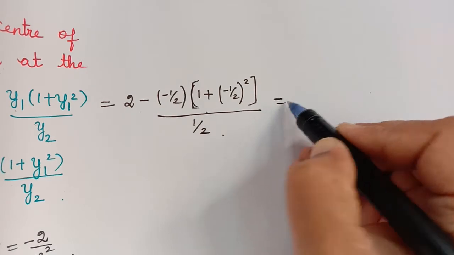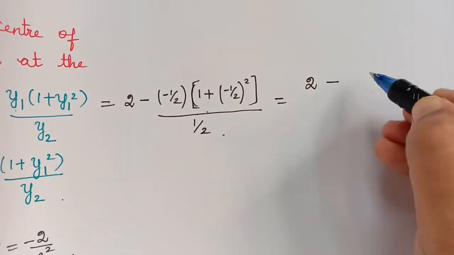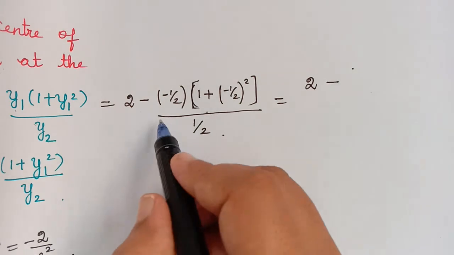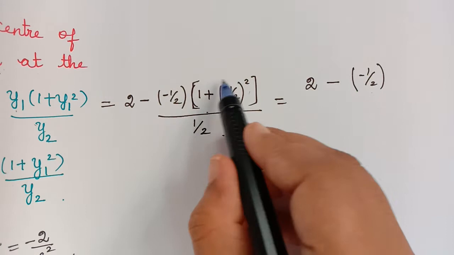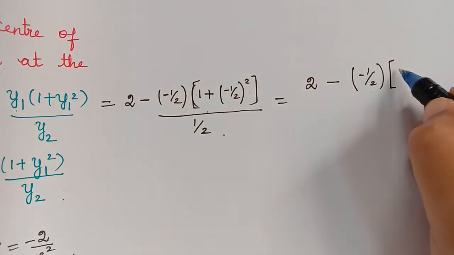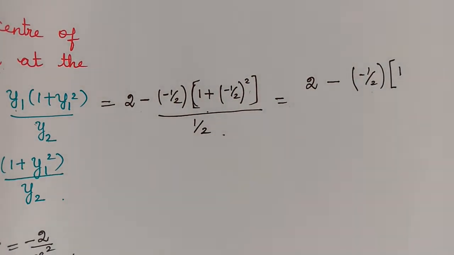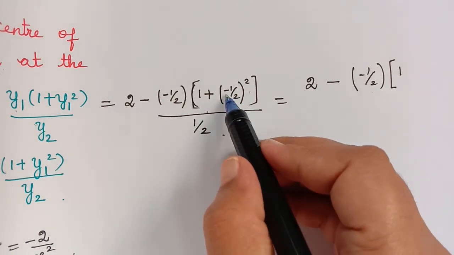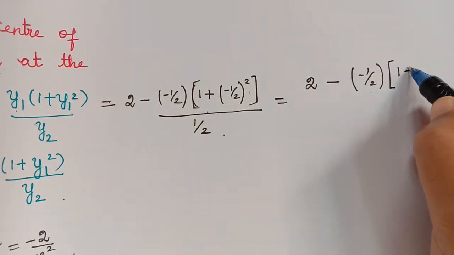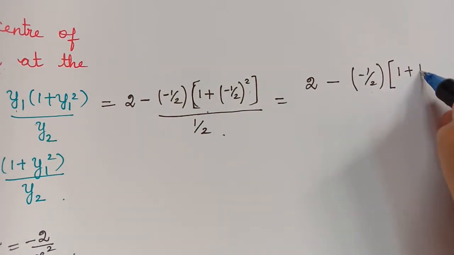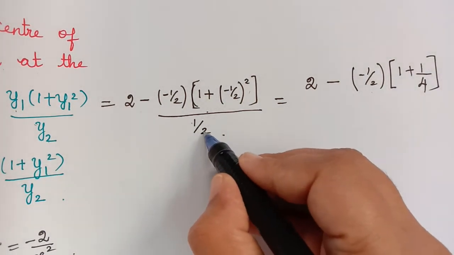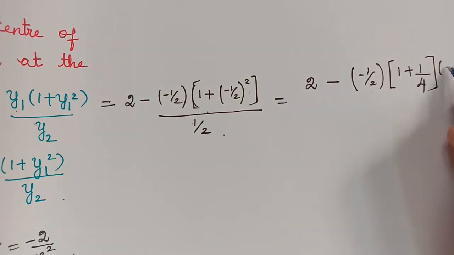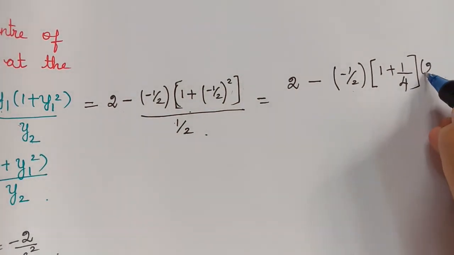So this will be equal to 2 minus, okay, then minus 1 by 2. Now we will simplify first whatever is there inside the bracket. So inside the bracket we are having 1 plus minus 1 by 2 square. So when we take the square of this, it will be minus into minus is plus, and then so plus 1 by 2 square will be 1 by 4. So this one is over, and this 1 by 2, this 2 in the denominator, it will go to the numerator and gets multiplied here. So it will be 2.